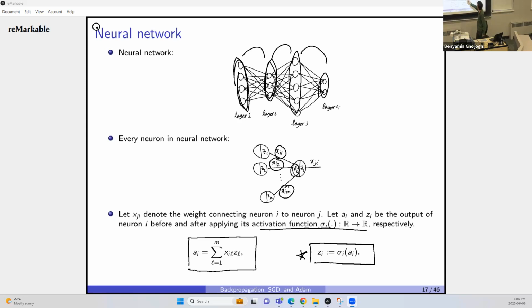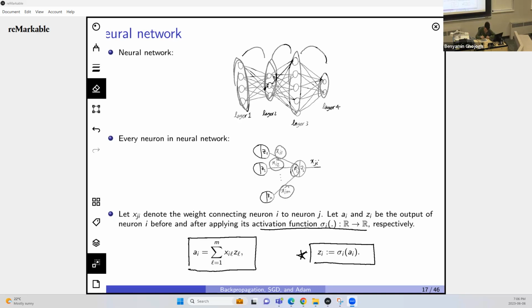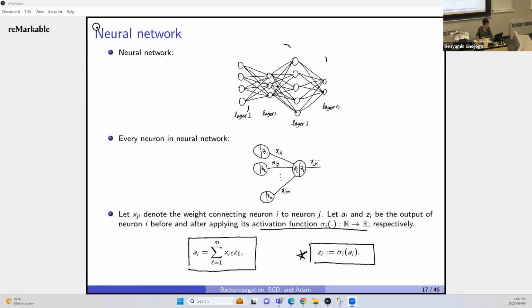Every neuron in a neural network, you can see it in this way, right? Let me clear this. So what do we have? We have the outputs of the previous layer, and these are the weights. Here in this slide deck, I'm showing the weights by X, but you can show them by W, whatever. Again, naming is not important. So Z is the output of the activation function, okay? And X's are the weights.